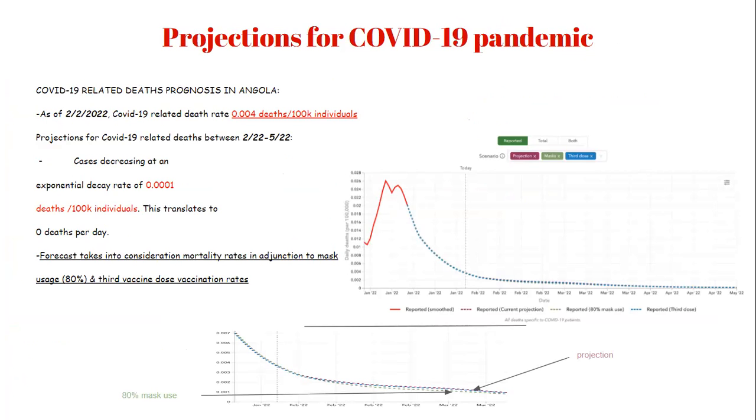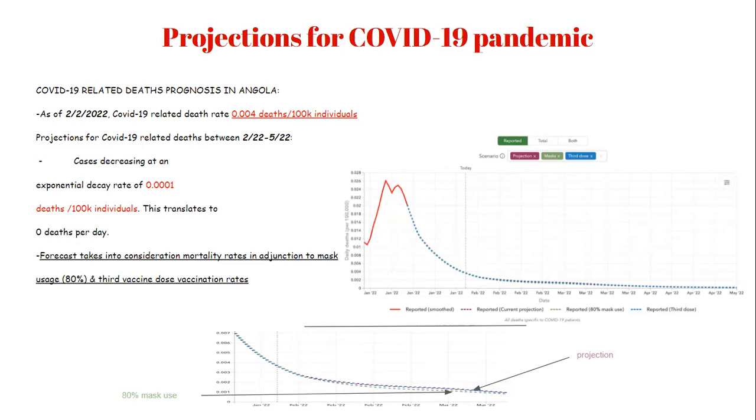Beside the burden of diseases in Angola, the COVID-19 pandemic is projected to subside relatively soon. In fact, COVID-19 related deaths are expected to drop below 0. Using the health data statistics engine, the top right graph shows the rates of death per 100,000 individuals. The rate of deaths is estimated to drop at a decaying rate of 0.001, which translates to virtually no deaths. However, current projections show a death rate of 0.004 deaths per 100,000 capita.